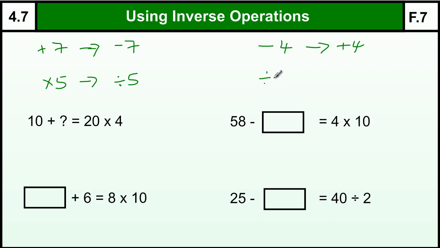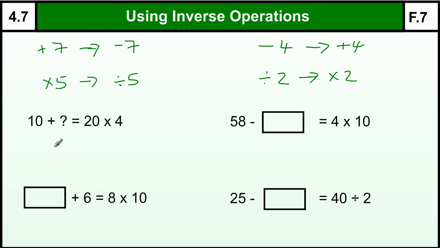So timesing and dividing are inverses, and therefore dividing by 2, the inverse of that would be to times by 2. So 10 divided by 2 is 5, 5 times 2 is 10. So multiplying and dividing are inverses of each other. Now how does that apply to finding missing numbers? Well, here's 4 examples of expressions where there's a missing number. We've got to try and find what it is.